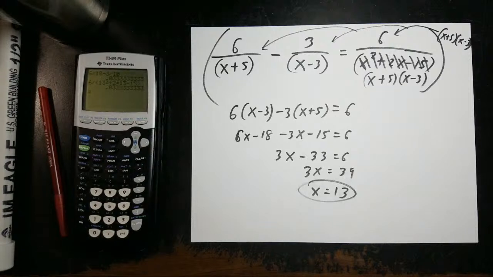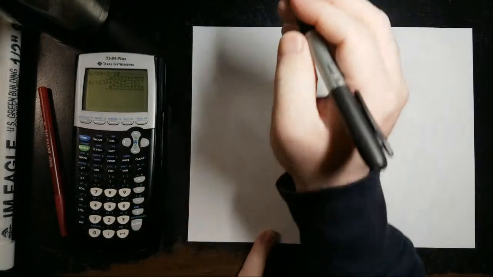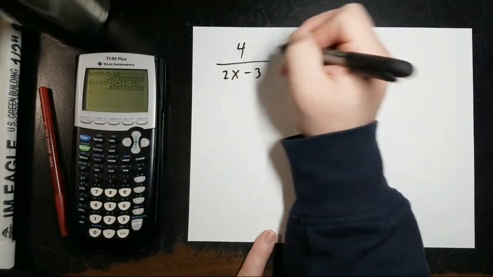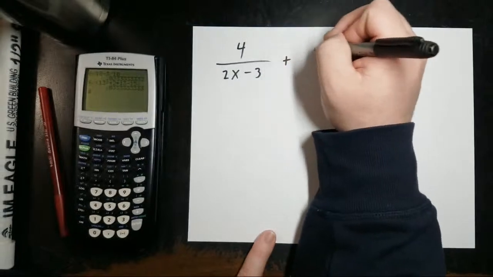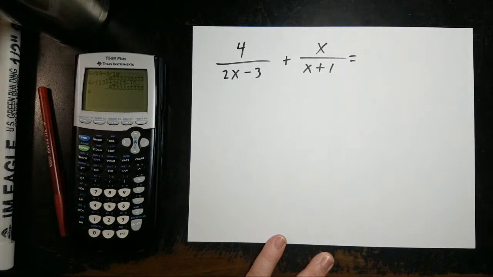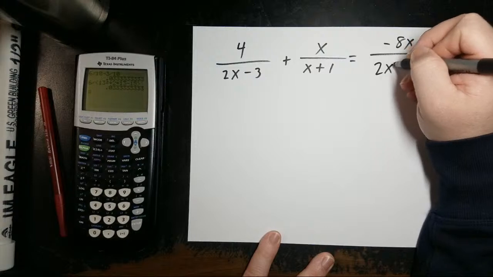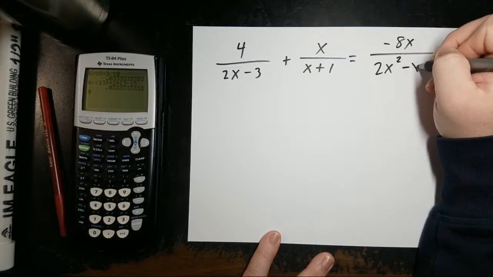Let's try one more problem today. I'm going to wrap up today's review with the following problem. Let's try 4 over 2x minus 3 plus x over x plus 1 equals negative 8x over 2x squared minus x minus 3.